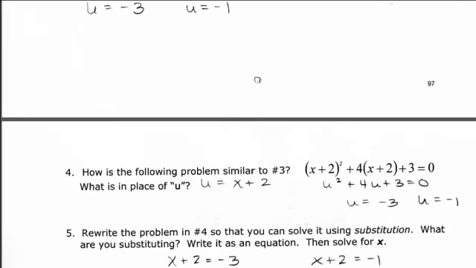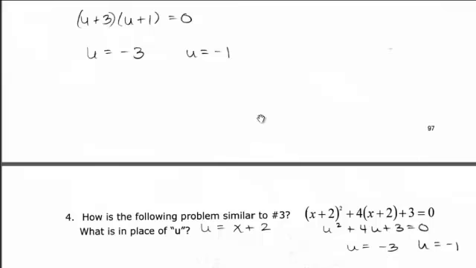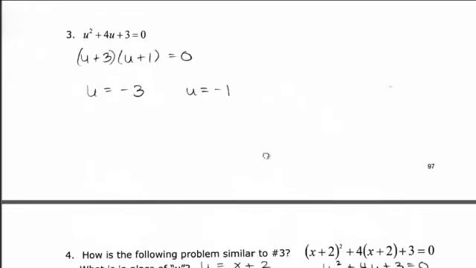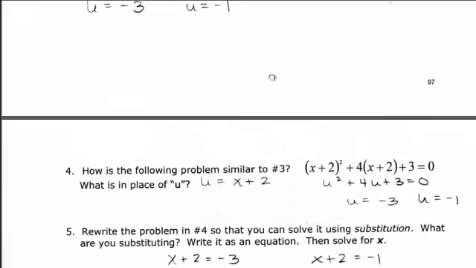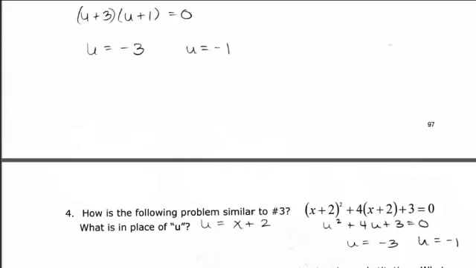Okay, so number 4. If we look at number 4, do you see how it's similar to number 3? So number 3 had something squared plus 4 something plus 3. This has something squared plus 4 something plus 3 equal to 0. So what we're going to do is use what's called u substitution. We're going to let u equal x plus 2. So everywhere we see an x plus 2, we're going to put a u.